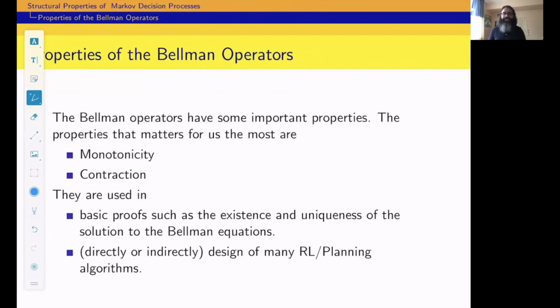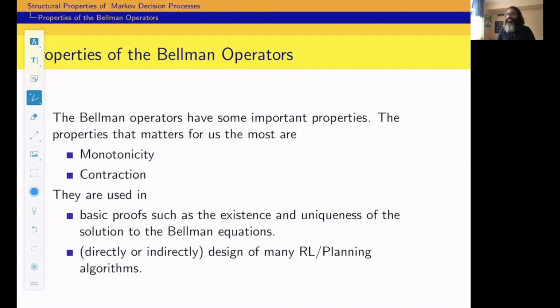Okay, so now let's talk about some properties of the Bellman operators. I'm going to talk about two properties, and I'm going to define what they mean. One is the monotonicity, and the other is the contraction property. They are used in many cases. One is that when we want to do proofs, we use these properties a lot to show, for example, that there exists a unique solution to the Bellman equation or Bellman optimality equation.